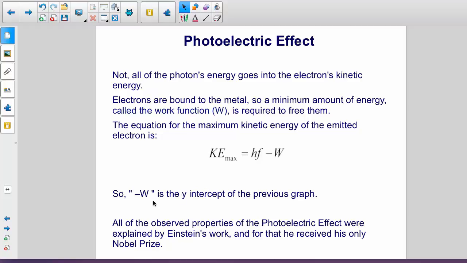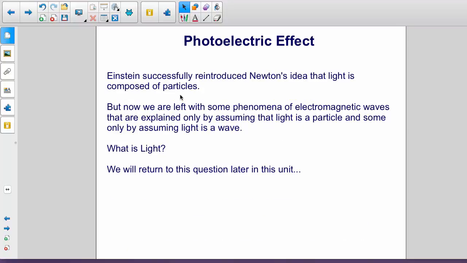So, negative W is just the y-intercept from the graph that we saw before. All of the observed properties of the photoelectric effect were explained by Einstein's work, this one simple equation, and for that he received his only Nobel Prize. So, Einstein successfully reintroduced Newton's idea that light is composed of particles. It's the only way of explaining the photoelectric effect.